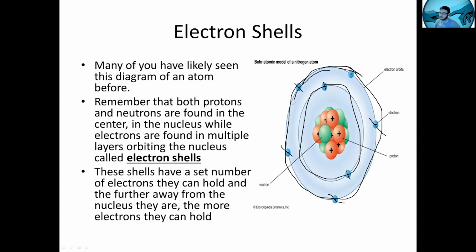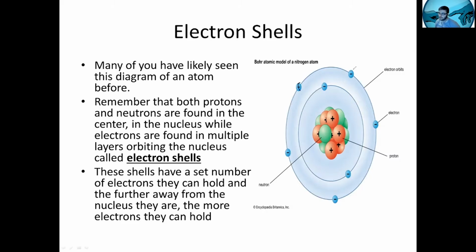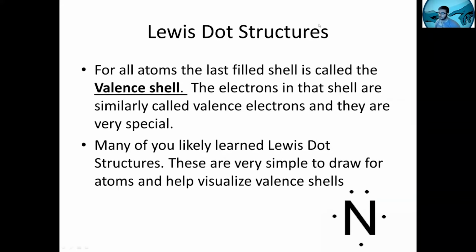And because this is the outermost ring, or the last ring, this is called the valence shell, right? And these 5 electrons would be the valence electrons. These are special compared to the other electrons because these are the electrons that are usually used for bonding. Many of you have likely learned Lewis dot structures, which are a way to draw atoms to help visualize the valence shell and the valence electrons, right?